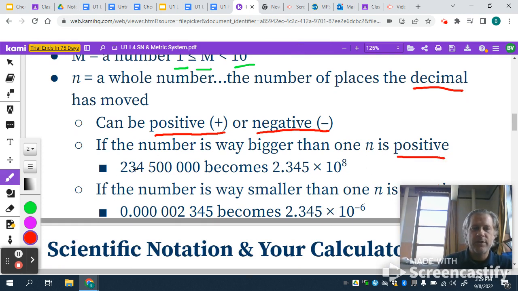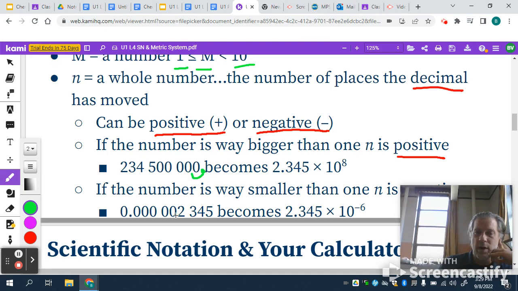Okay, so if I look at this example here, I have 234,500,000. That's a number way bigger than 1. The way that we put that into scientific notation is I ask, where would the decimal be? Well, the decimal in this case would start right here. I'm going to move the decimal until the number becomes a value between 1 and 10. So if I start here, I'm at 234 million.